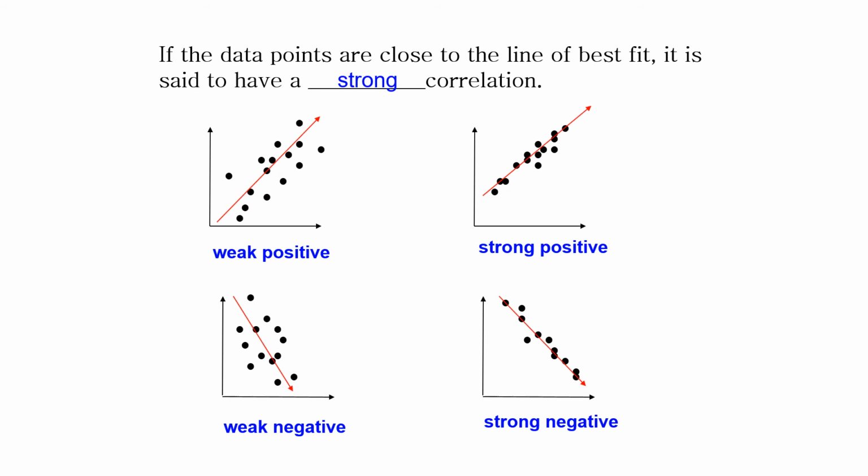In this case, the first diagram has a positive slope, and the points are not very close to the line, so it has a weak positive relationship. Whereas in the second diagram, you have a positive slope and the points are almost lying on the line, so it has a strong positive relationship. The third diagram has a negative slope. The points are a little further away from the line, so it has a weak negative relationship. And the last one will have a strong negative relationship.